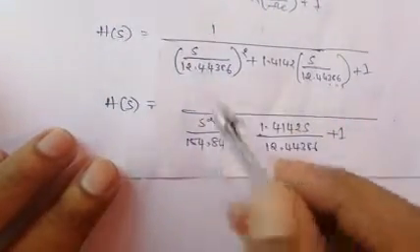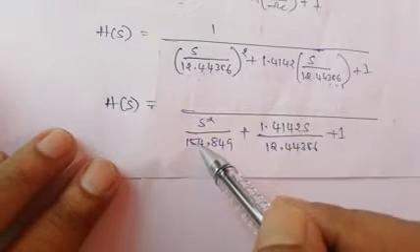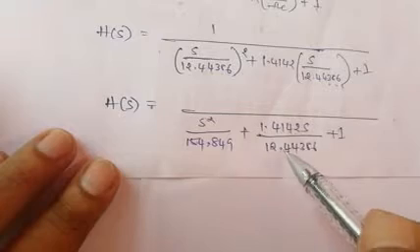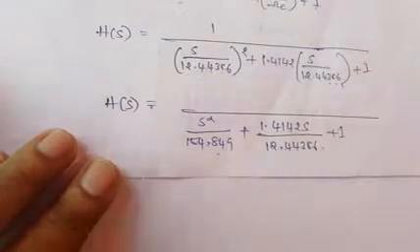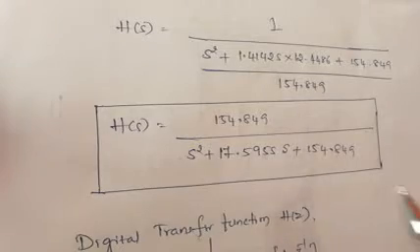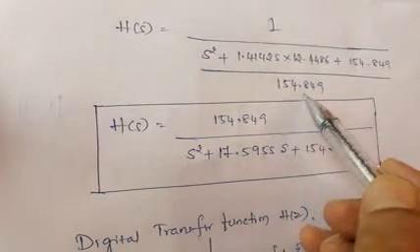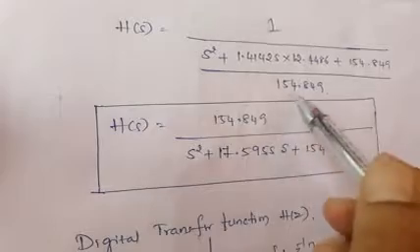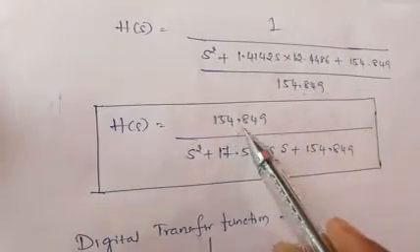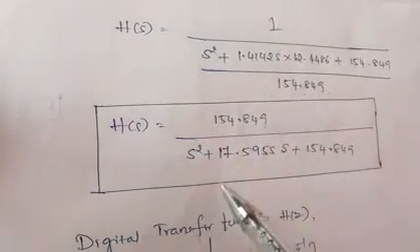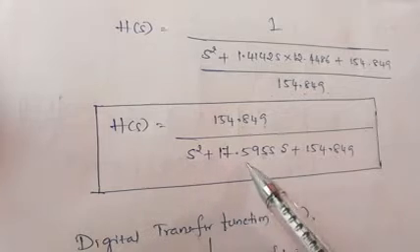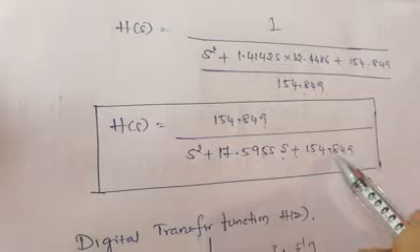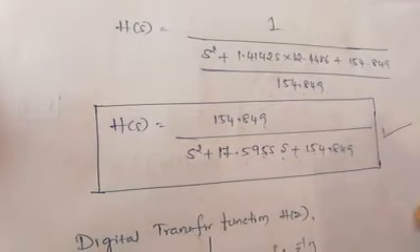Taking the squaring of this one we are getting 1.4142 s divided by this much. Let us take LCM. After taking LCM, we got 154.849, it will go to the numerator. Hence 154.849. Simplification, s square plus 17.595 s plus 154.849. So we got this one.